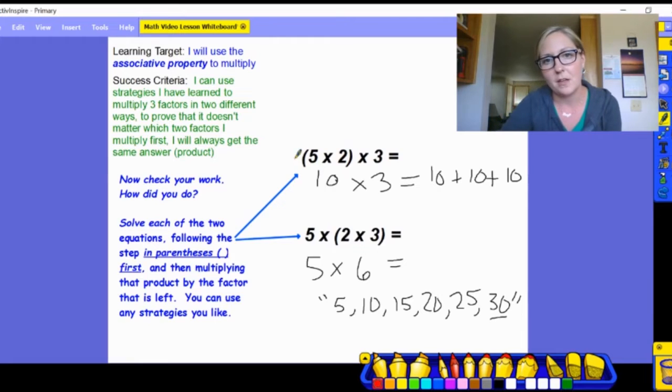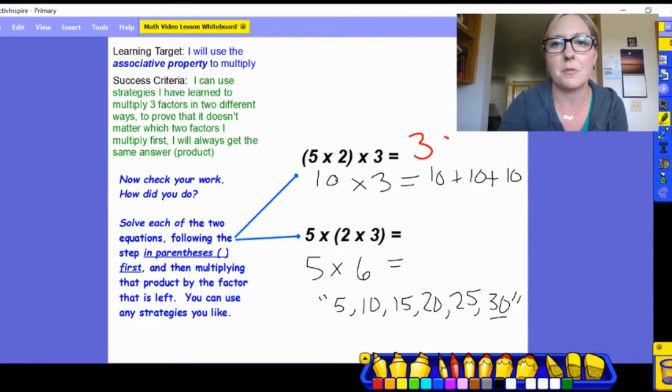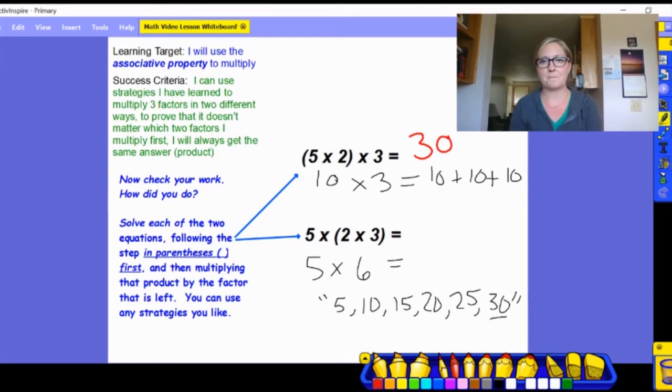In the first example, if you multiplied 5 times 2 as your first step, if we had 5 groups of 2 or 2 groups of 5, that would be 10. And if you multiplied 10 times 3 or thought about 3 tens, 10 plus 10 plus 10, that would equal 30. In the second example where we're grouping 2 times 3 together, we would be solving for 5 times 6 because 2 groups of 3 is 6.